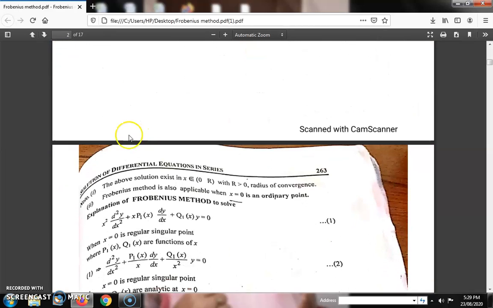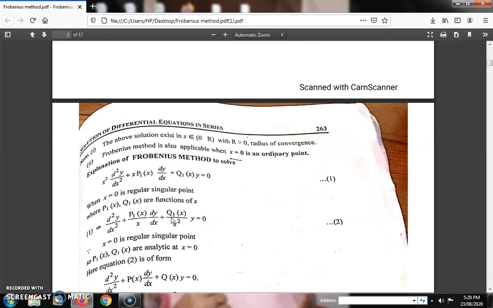Okay, students, after that there is some note. The above solution exists in x belongs to 0 to R, meaning the interval 0 to R, where R should be greater than 0, with radius of convergence. The Frobenius method is also applicable when x equals 0 is an ordinary point. So the Frobenius method can also be applied here, but the power series method is only applied when x equals 0 or any non-zero number is an ordinary point.